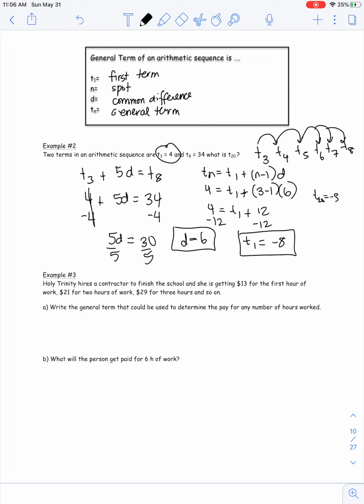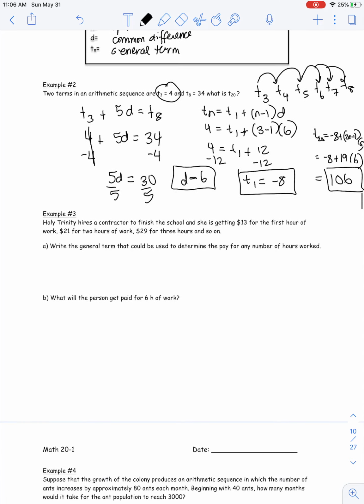So term 20 will actually equal term 1 plus (20 minus 1) times your common difference, which is 6. So -8 plus 19 times 6 gives us, if we put that into our calculator, 106. So that's our final answer. So we had to find term 1 and our common difference before we could solve for our term 20.